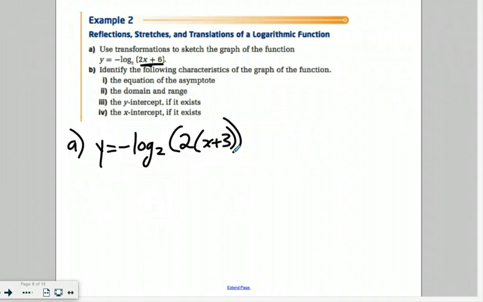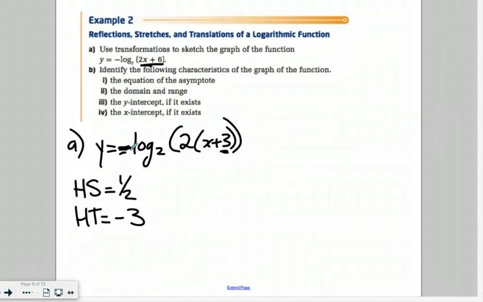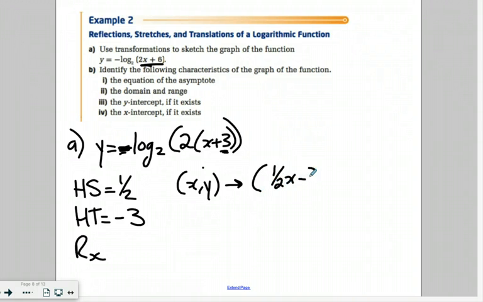So what that means is that since this b value is 2, we have a horizontal stretch of 1/2. And now that it's been factored out, we can accurately determine that we have a horizontal translation of negative 3. What does this negative out front mean? It's going to be a reflection in the x-axis. So our curve is going to flip across that x-axis. If we were to look at a mapping rule, that mapping rule (x, y) would map to (1/2 x minus 3, negative y).